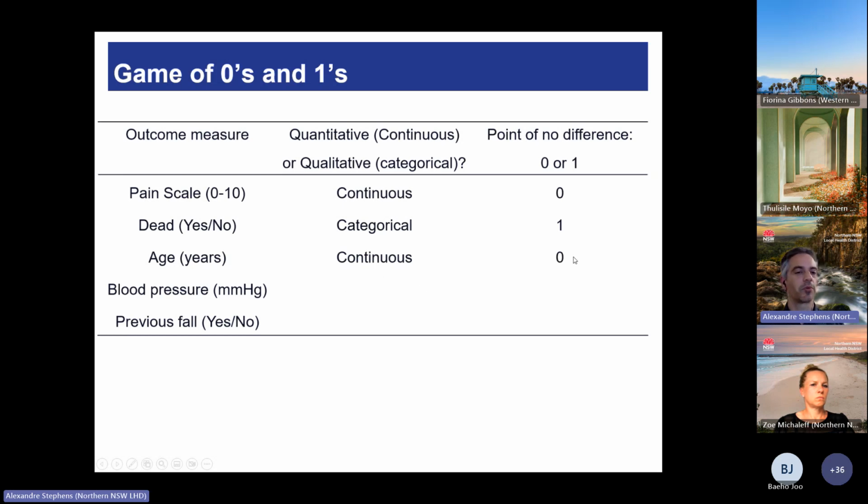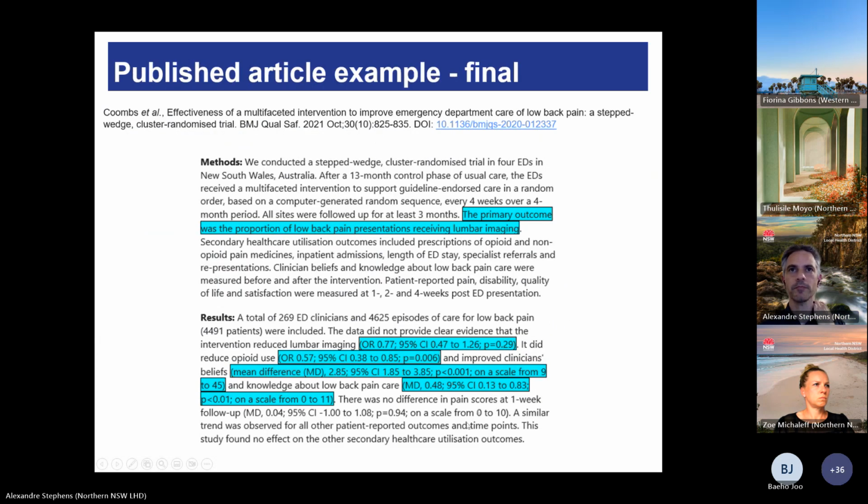That's correct, and the point of no difference is 0. Blood pressure, which featured in some of our examples today, well, we know that's continuous, so the point of no difference is 0. And then we've got another yes or no: previous fall is a categorical variable, and the point of no difference is 1.